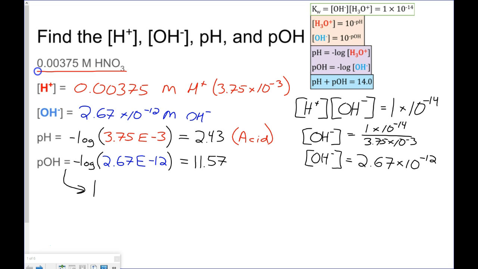Now, another way I could find the pOH is 14 minus the pH, because remember, they're always going to add together to make 14. So 14.0 minus 2.43 is going to give me 11.57. I get the same result either way.